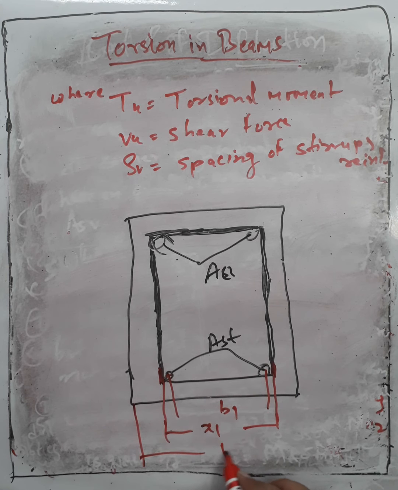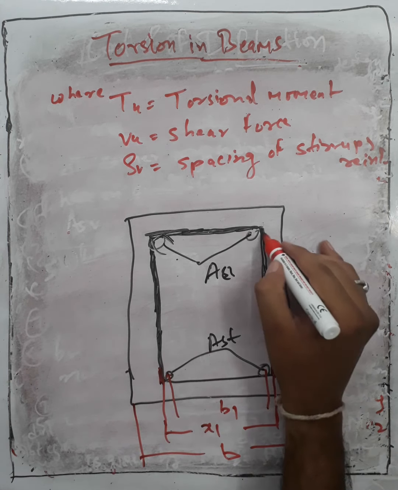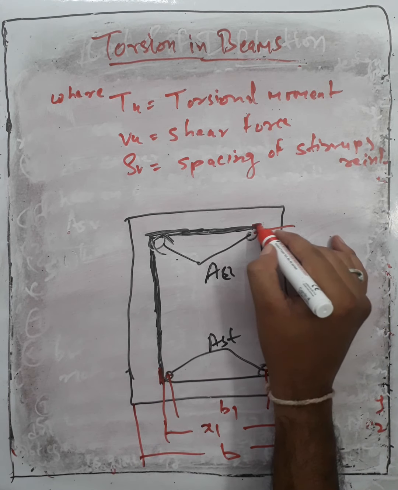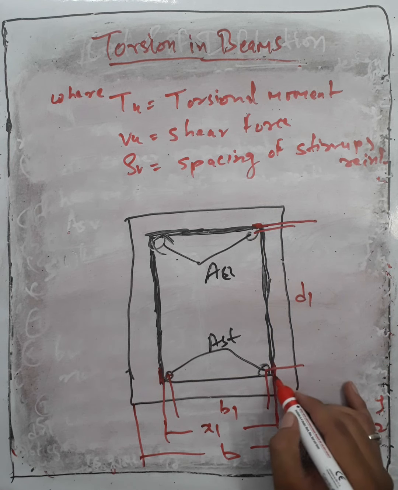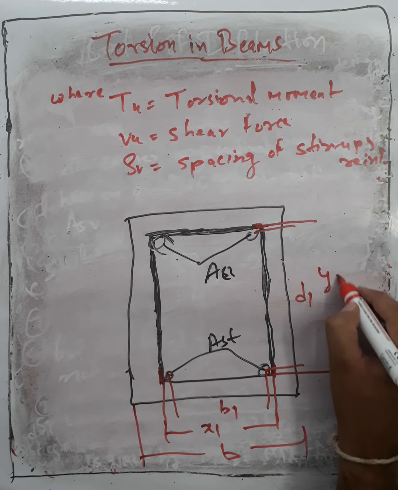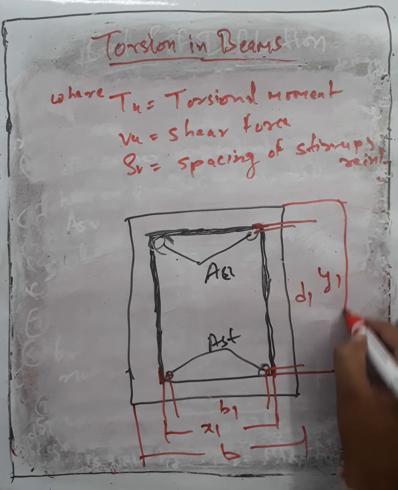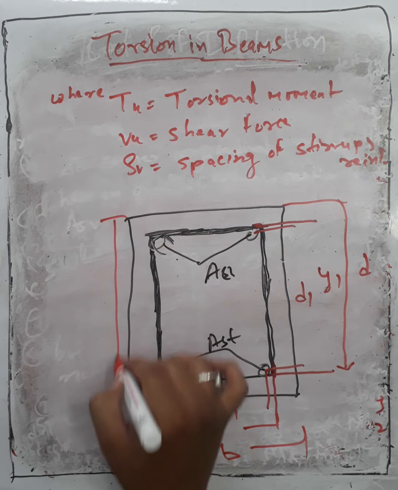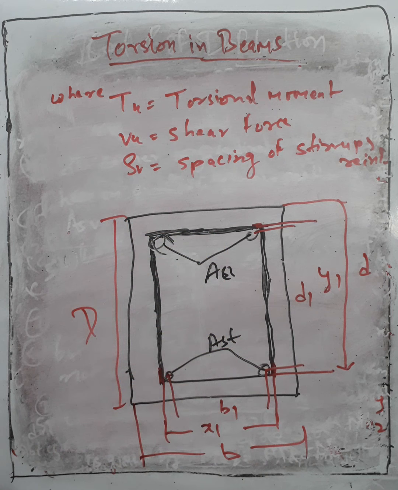This B1 is the center of the reinforcement bar, and this X1 is from the stirrup center. And this one is B. Same from this center to this center, this is our D1, and from this center to this center, this is Y1, and from this point to this point, this is small d, the effective depth, and this is our total depth. So this is the diagram which we draw in the case of torsional moment, and these are the values which we calculate like that.